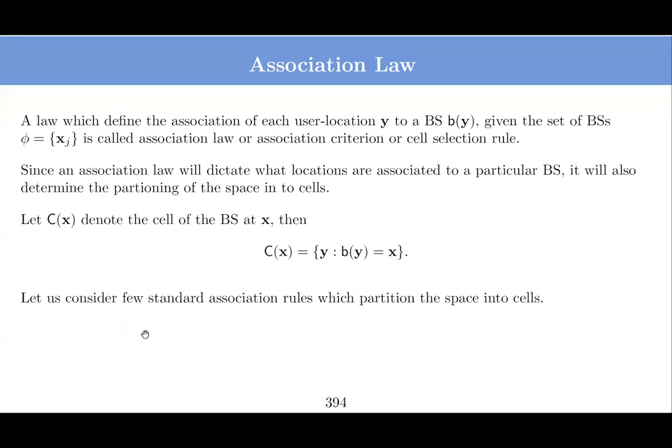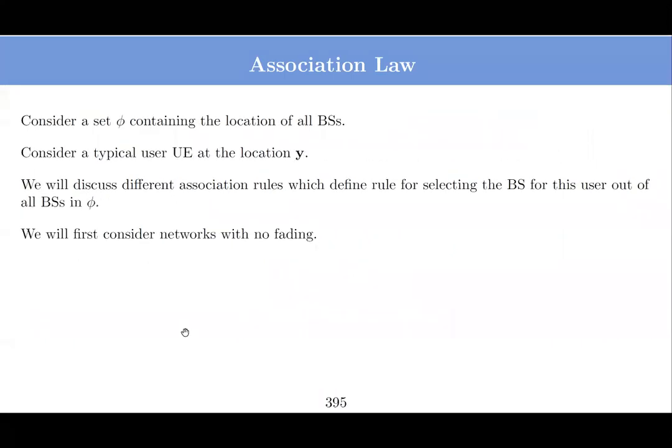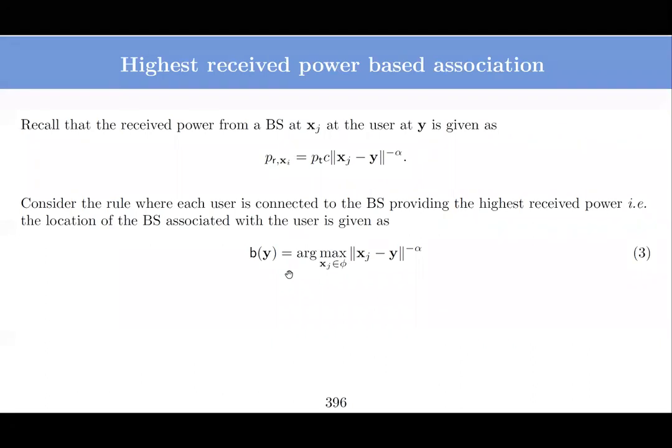Okay, so now let's talk about some standard association laws which are most commonly used. We will consider a set phi containing the locations of all base stations. We consider a typical user at location y, and we will discuss different association rules which define the rule for selecting the base station for this user out of all base stations in phi. Let's first talk about networks with no fading, so they are more deterministic. In this case, we first talk about the highest receive power base station association.